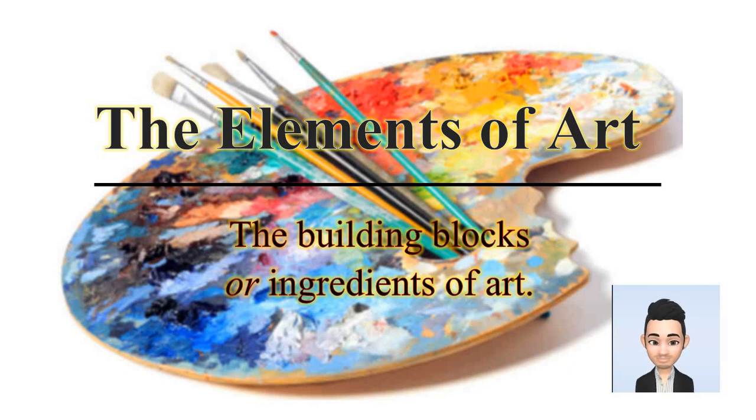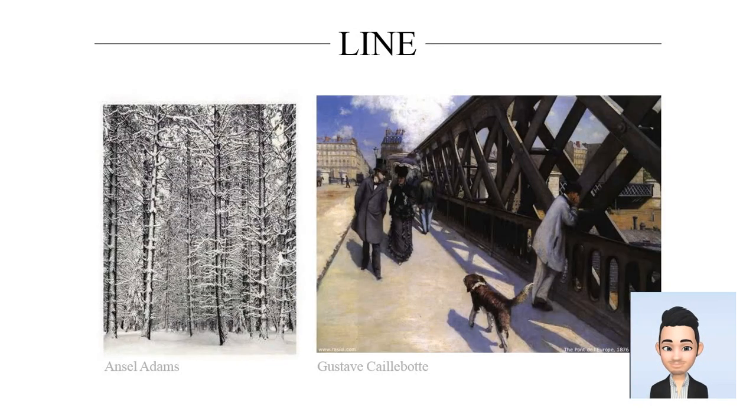So let's talk about our first element of art, line. A line is something we're very accustomed to. We write with it, we draw with it, but simply put, a line is a mark with length and direction.